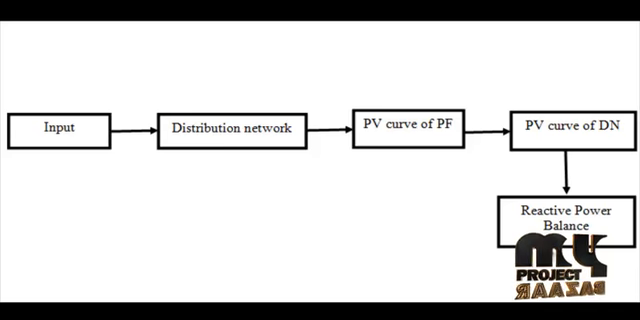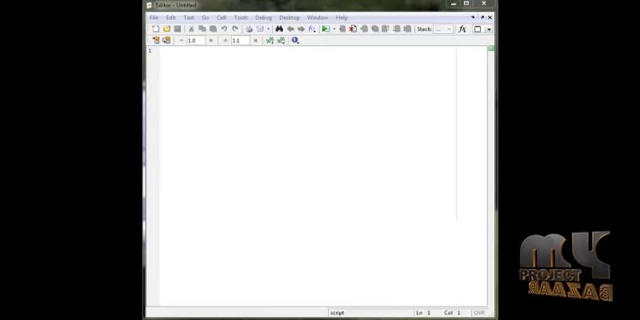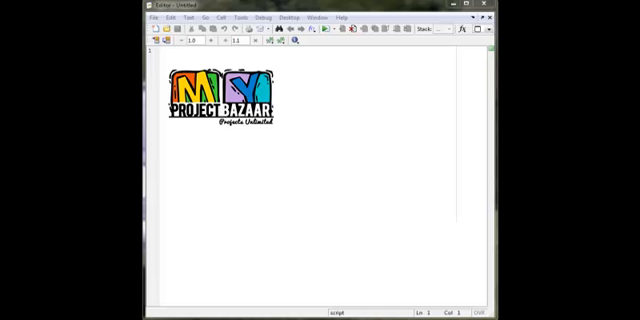We draw the PV curve of power factor, the PV curve of distribution network and the reactive power balance curve. We use those curves to find the stabilization voltage in the system. Now I go to explain our Simulink model.